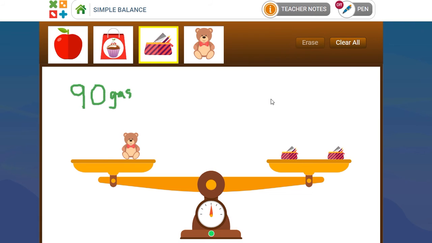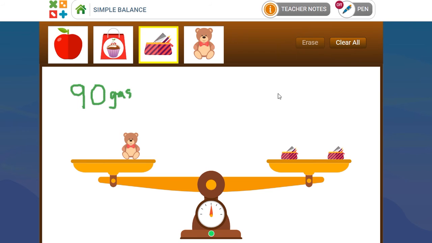And again, you can have the discussion with the children and problem solve and discover which strategy they're using to assign the weight to the pencil case. So divide by 2. If two pencil cases is the same weight as teddy, and teddy weighs 90 grams, then 90 grams divided by 2 equals 45 grams. So each pencil case is 45 grams. So this is an indirect comparison, using a simple balance to problem solve.